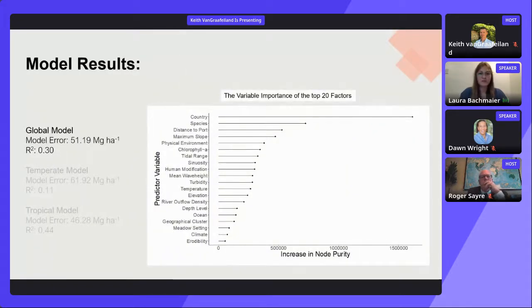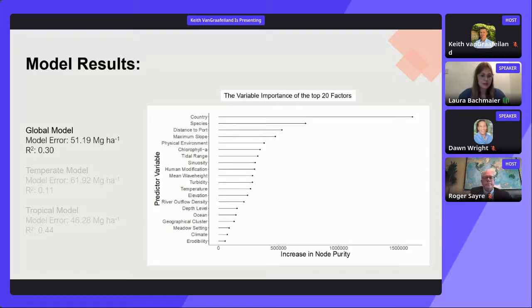The results from the global model showed a large mean absolute error and a low R-squared, which means that even with the inclusion of all these environmental variables, the empirical model was not really able to explain much of the variation within organic carbon. As you can see by the graph here, which shows how important each variable is in explaining the variation, country, species, distance to port, maximum slope, and a marine physical environment measure were all primary factors.